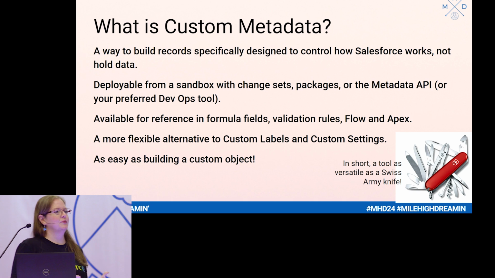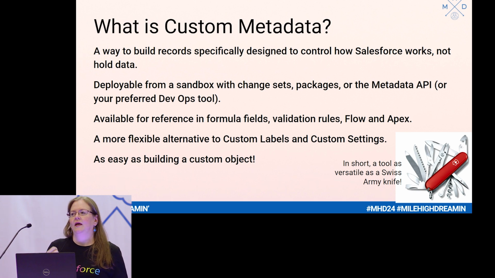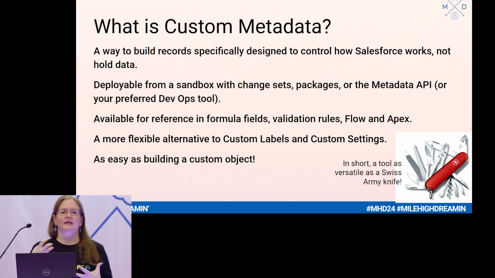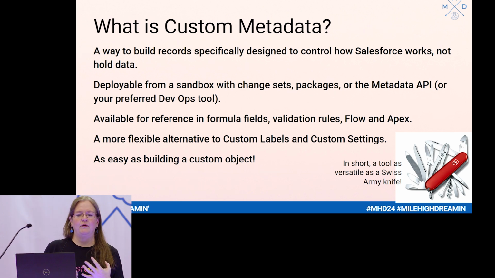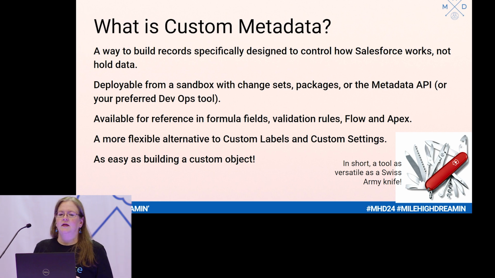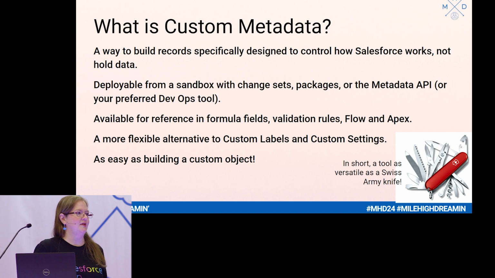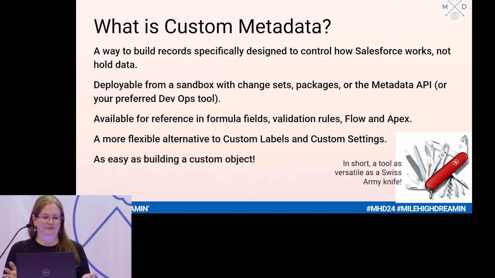Well, it's a way to build records that go into your org that are not designed for user data like accounts and contacts, but they're instead designed to help you determine how your org should function. Because it's metadata, this means we can deploy it from sandboxes to prod. We can use change sets or packages or the metadata API or whatever DevOps tool that you like. That means when you refresh sandboxes from production, it comes with you. It's not like a custom object where you have to then do a data extract, a data load, all that crazy nonsense that drives us admins crazy.